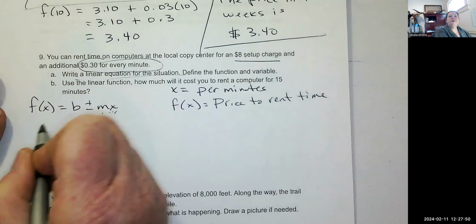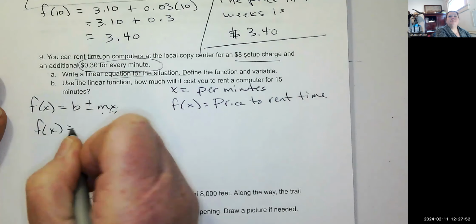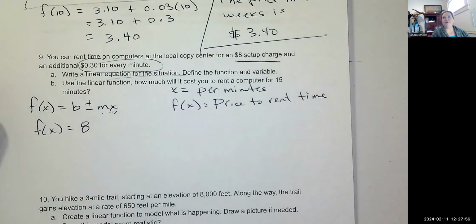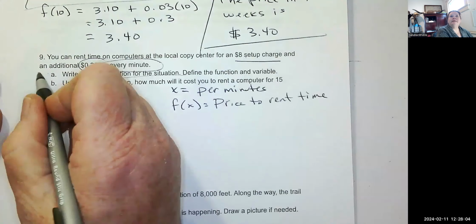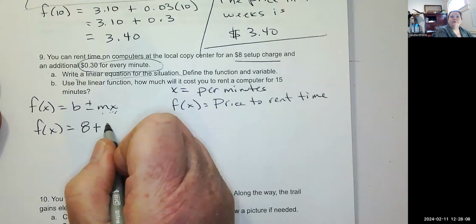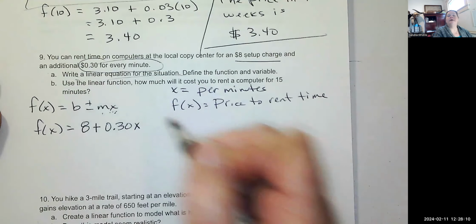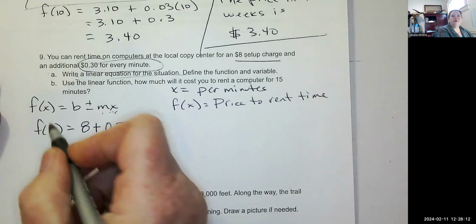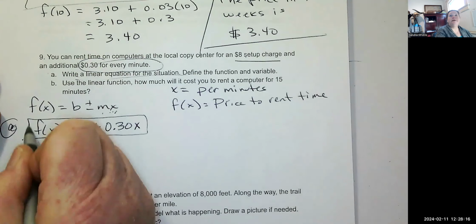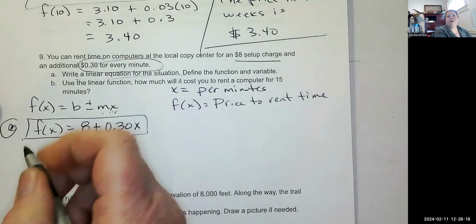All right. So f of x is equal to, it's $8 no matter how long you're spending on that computer. You're going to pay that straight up $8, even if it's for 1 minute. And then an additional, so plus 30 cents for every minute. So 30 cents per minute. There's my linear function. So there's my A. That would be my answer. I don't need a sentence because it's a function or an equation.